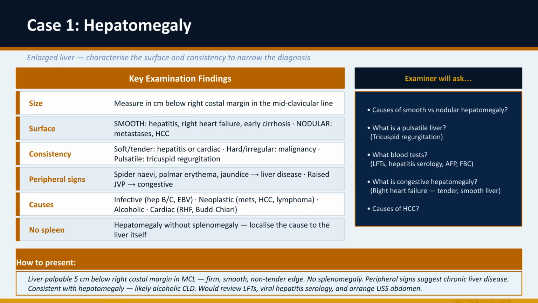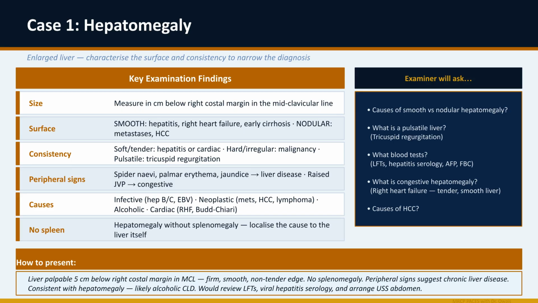When you find hepatomegaly, characterize it precisely, and then think about what type of liver this is. Smooth, firm hepatomegaly has different causes from hard, irregular, nodular hepatomegaly. Smooth hepatomegaly suggests hepatitis, viral or alcoholic, right heart failure causing congestive hepatomegaly, or early cirrhosis. In right heart failure, the liver is typically tender and pulsatile. Hard, nodular, irregular hepatomegaly strongly suggests metastatic disease, secondary deposits in the liver from bowel, breast, lung, or prostate primaries.